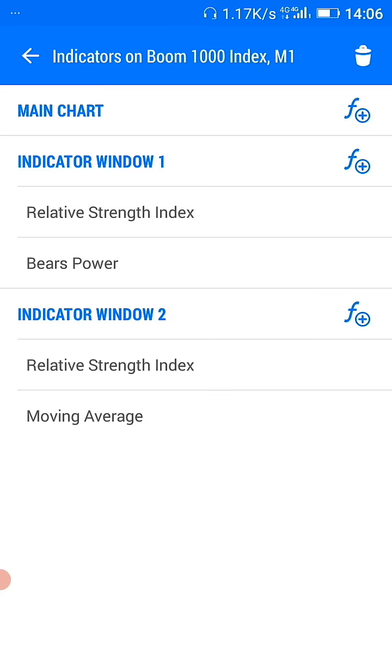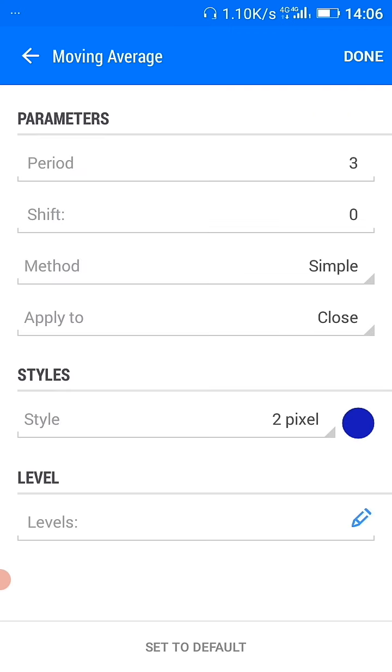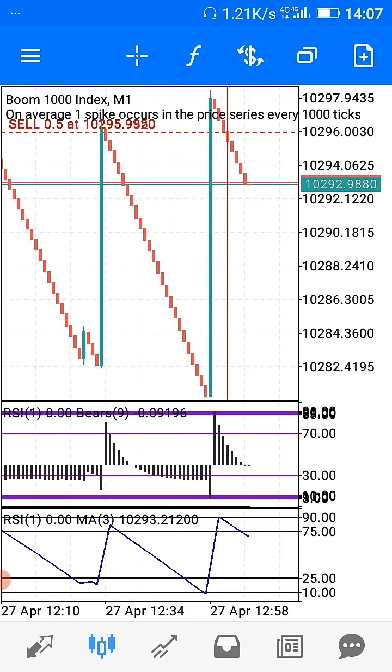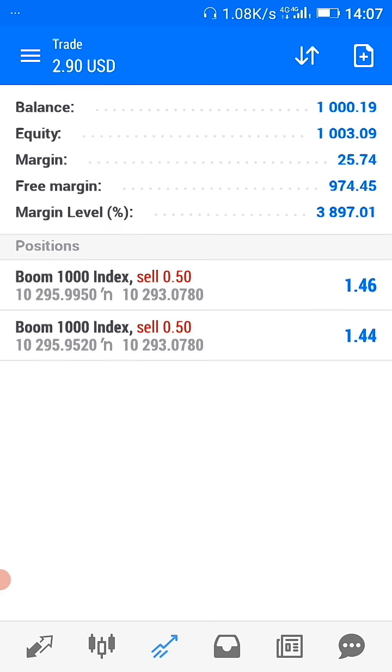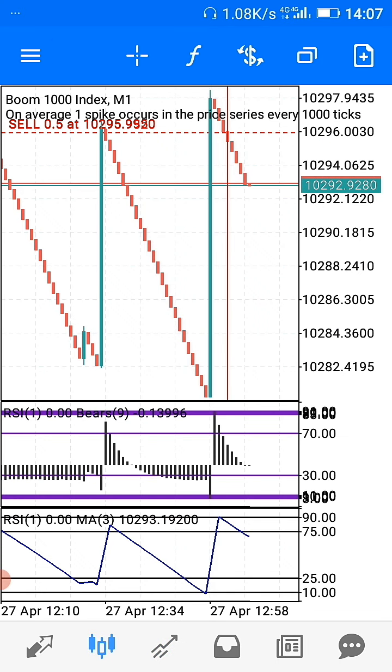We have another indicator on indicator window 2 again. That's the moving average. The period is 3, shift is 0, method is simple. You apply it to close, and then the style is 2 pixel, color is blue. Okay, and you click done. Our trade has just a candlestick remaining, and then we'll close. I'll give you the conditions for you to trade with this strategy.